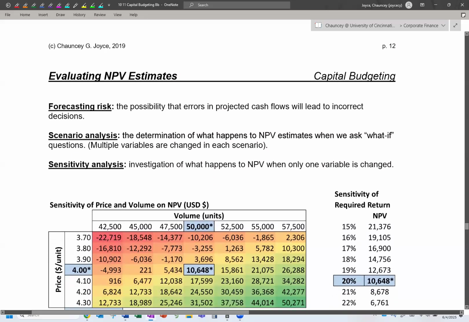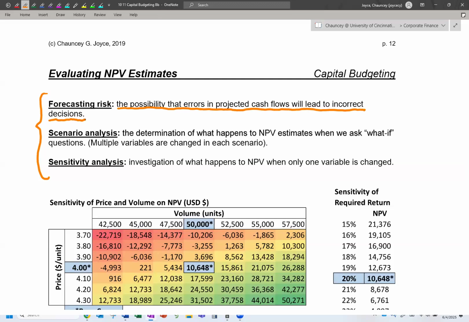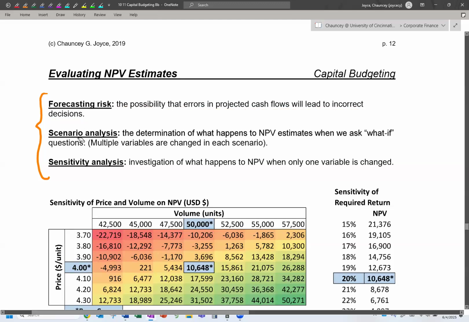Let's talk about evaluating net present value principles. And some of this comes from chapter 11, which is project analysis and evaluation. Let's talk about 3 definitions. First is forecasting risk. That's the possibility that errors in projected cash flows will lead to incorrect decisions. If you are overly optimistic in your cash flows, maybe your net present value is too high and you ended up accepting a project that you shouldn't have accepted.